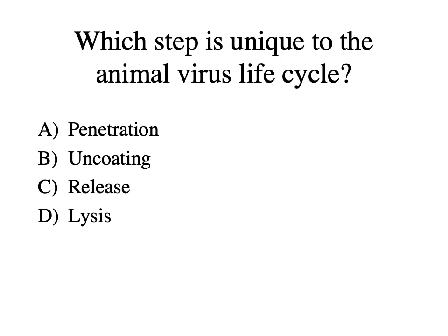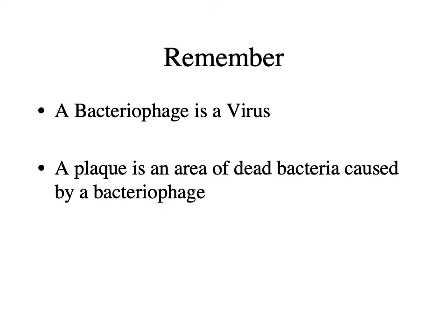Now, these are a couple of things that students often get confused. Remember, a bacteriophage is a virus. I know it has the word bacteria in there, but it's a virus. A bacteriophage is a predator of bacteria. It is a virus that is a predator of bacteria. It is not a bacteria. And a plaque is an area of dead bacteria caused by a bacteriophage or a virus. Within those plaques, there will be bacteriophages or viruses growing, but the plaque itself is an area of dead bacteria. So that's the end of chapter 6.